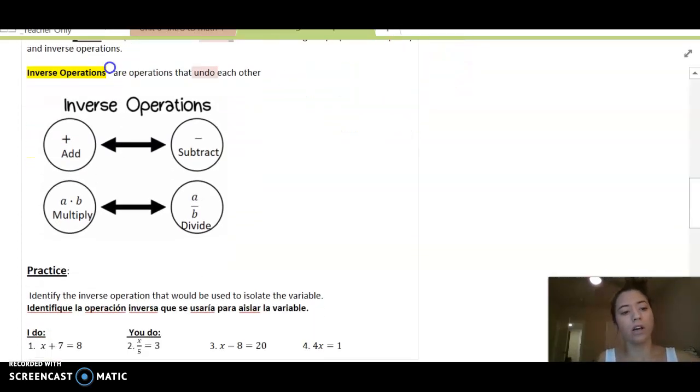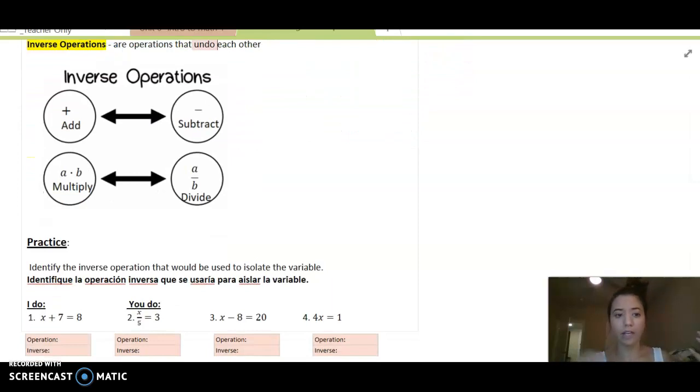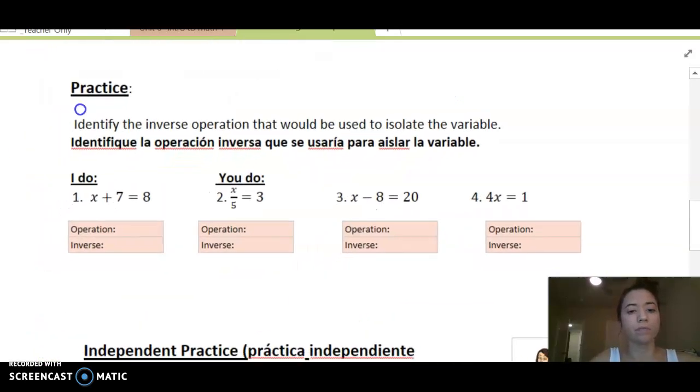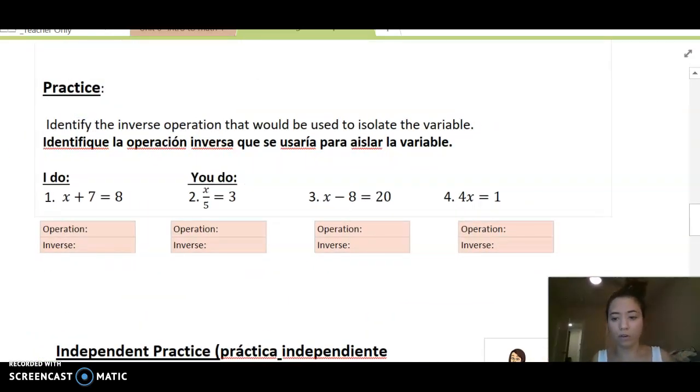So adding and subtracting are inverses, and then multiplying and dividing are inverses. That's all this picture is saying here. Now, let me show you what I mean. I'm going to, again, do the first one, and then you guys will do the next 3. Okay, so identify the inverse operation that would be used to isolate the variable. I want to first know what my current operation is, and then what my inverse is.